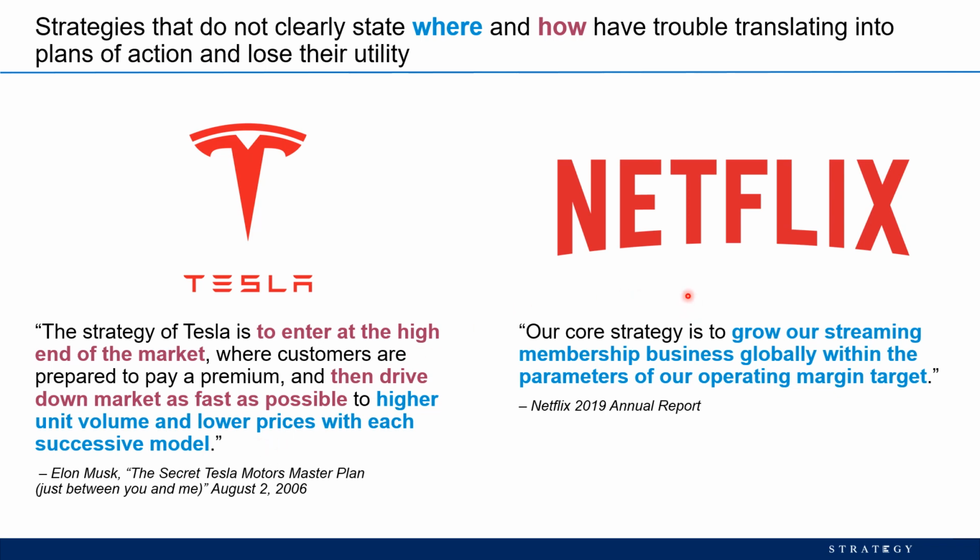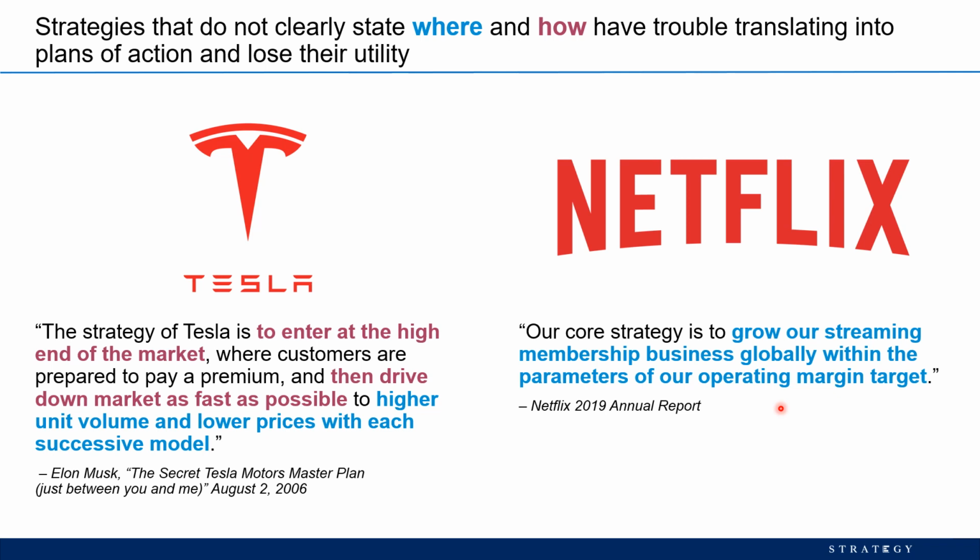Now, if we go over to Netflix and look at Netflix's strategy, we want to look at where and how. So if we look for where, they want to grow their membership globally within the parameters of their operating margin. So that is where they want to go. However, they're not stating how they want to get there. They're just stating this is where they want to go. Their strategy does not really tell at all how they're going to get there. Because the strategy doesn't state where and how, it only states where, it can't really be translated into a plan of action, and therefore it loses its utility.